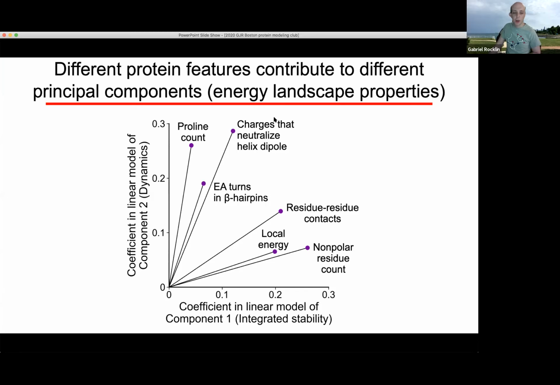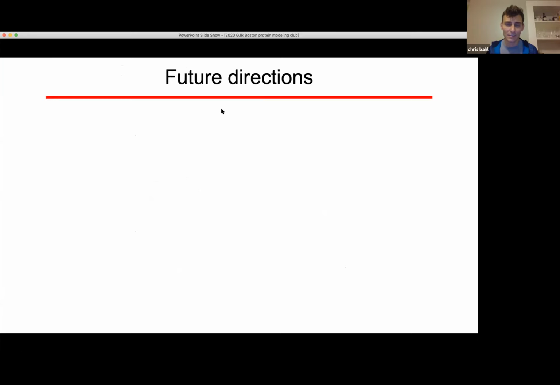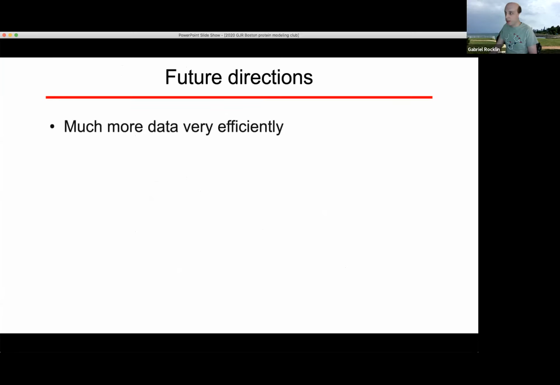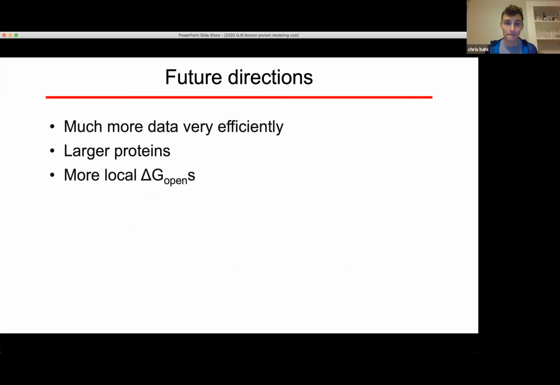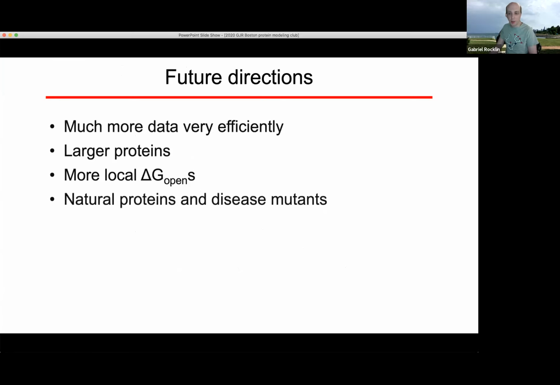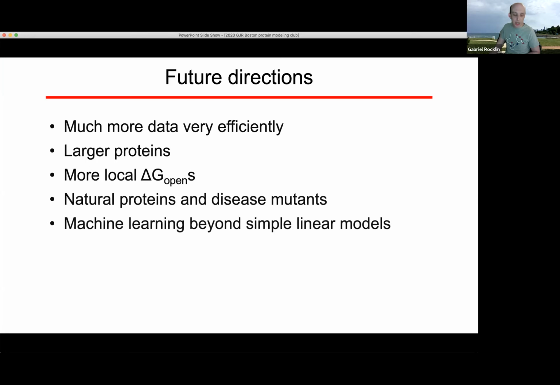And this is what I hope we can investigate on a much larger scale when we have more experimental data and when we start using more sophisticated machine learning compared with this really crude linear regression. Okay, so where is this going? We're going to collect much more data very efficiently. We're going to start studying larger proteins. We're going to change the experiments so that we can localize the opening energies rather than just doing this overall protein stuff. We're going to look at natural proteins and disease mutants, and we're going to start trying to improve the machine learning. And I think between all of this, this will be a really exciting project.